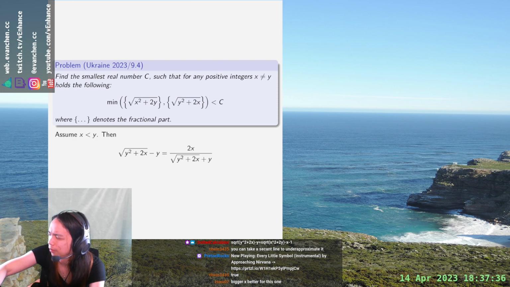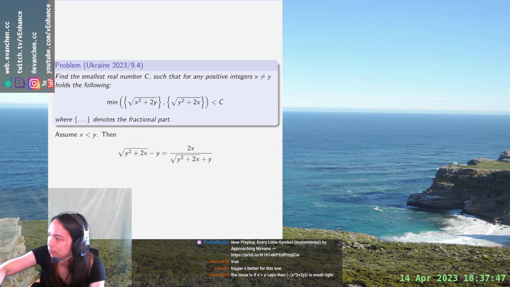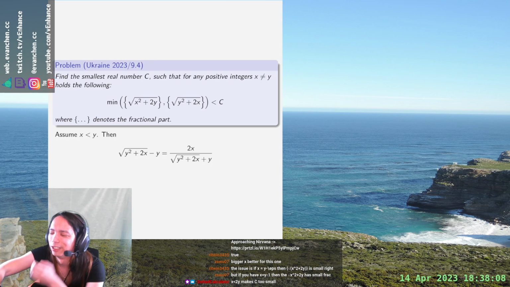Wait a minute. What? Hang on. No. Oh, okay. For us, big means close to 1. And is that true? Yeah. So if x is really close to y, this number will be pretty close to 1. The kicker is that we think that square root x squared plus 2y in that case will be pretty small.